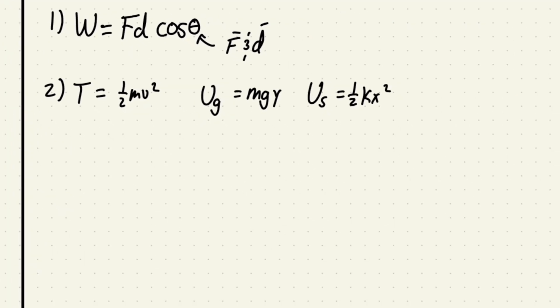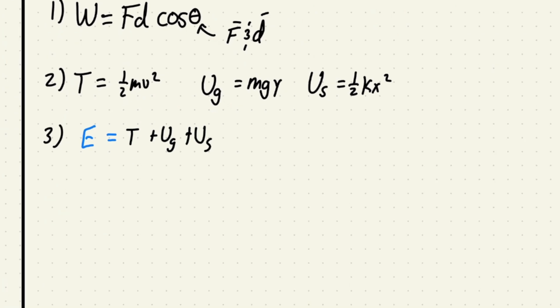The next thing we did was we put those things together, and we created this thing called the total mechanical energy. And I'll do that in blue. So we said E is our total mechanical energy, and it is equal to T plus U_G plus U_S, and that's the total mechanical energy. We add all of the energies together, and that's how we get it.